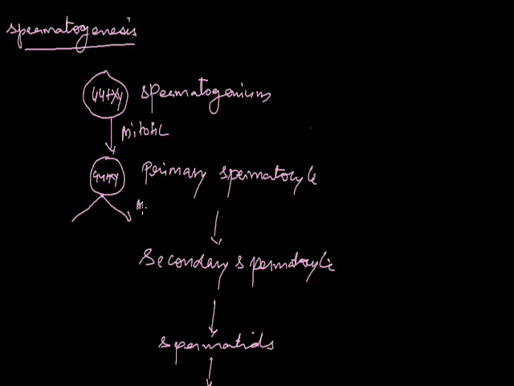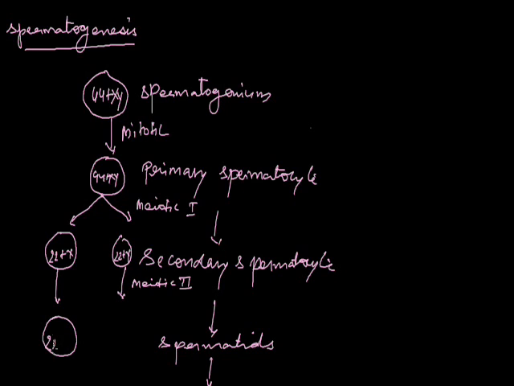It will show the meiosis first, and in the first meiotic division the chromosomal number becomes half. So these two cells will become 22 plus X, and these will become 22 plus Y, which means the chromosomal number becomes half because it is a reductional division. Now this secondary spermatocyte will again show the second meiotic division, which is equivalent to the mitotic division. So the chromosomal number will remain the same, 22.